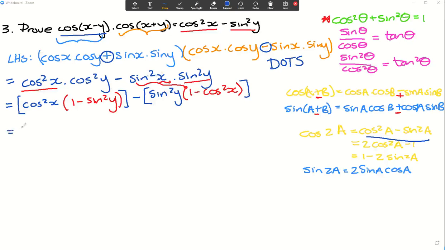Now, I simplify this by distributing into these brackets. Cos squared x times 1 gives me cos squared x. Cos squared x times minus sine squared y gives me minus cos squared x times sine squared y. So I'm done with this side. Now I'm going to deal with this side.